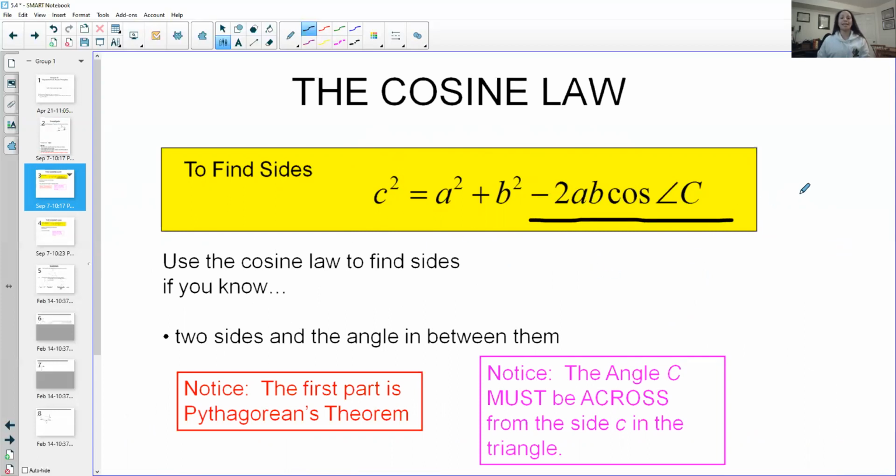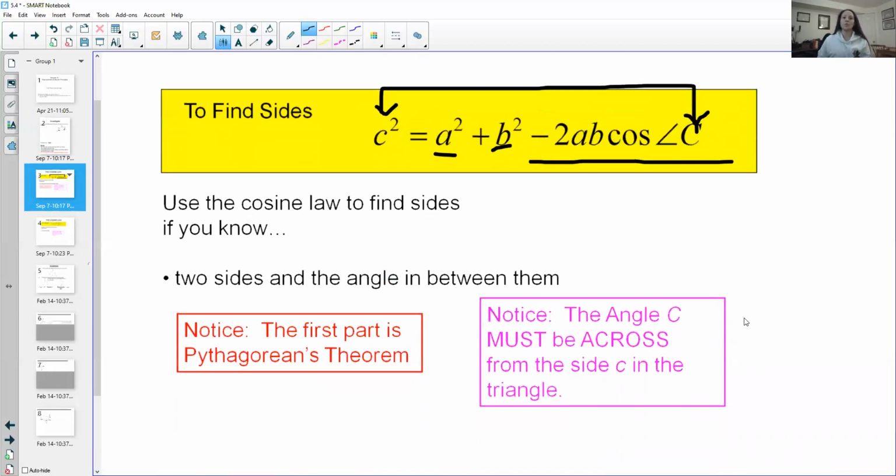So this would be for any triangle ABC, and here is if I'm finding a side, but then I would need to know two other sides and the angle that is across from the side you're looking for, okay? And it just so happens that this angle ends up always being in between these two sides, okay? I'll summarize this in a few minutes.